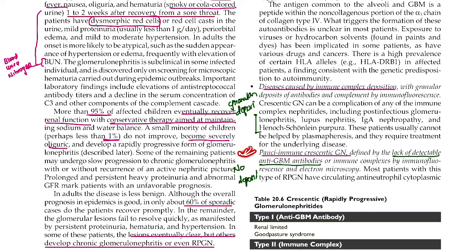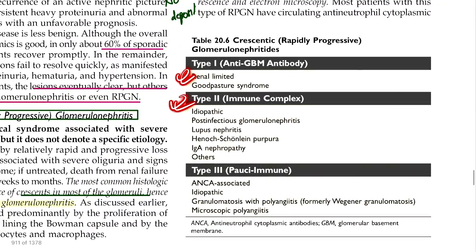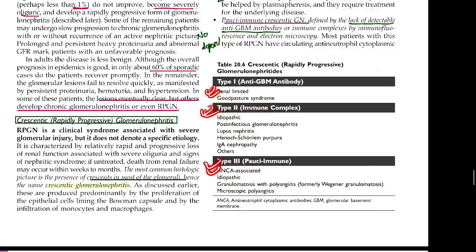Another one, type 3, is pauci-immune crescentic glomerulonephritis, where there is a lack of detectable anti-GBM antibody or immune complexes. In type 1 there was linear deposition, in type 2 there was granular, but in type 3, because of the lack of antibody, there was no deposition. We discussed type 1, type 2, and type 3. These are the examples.